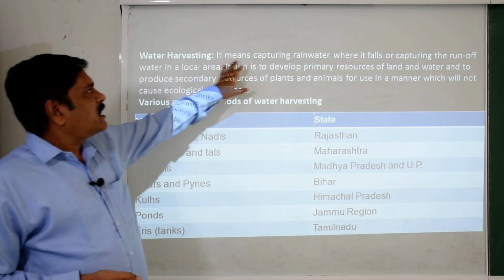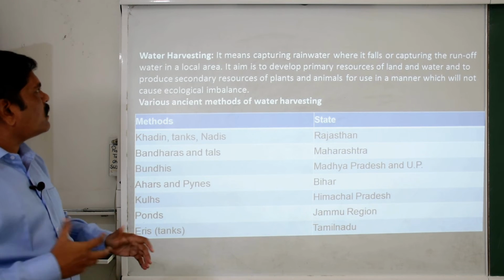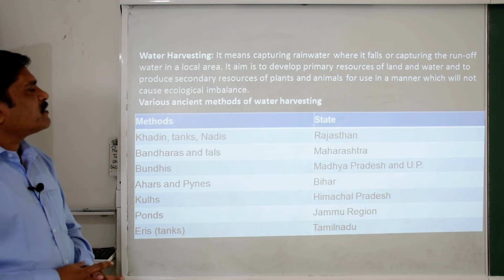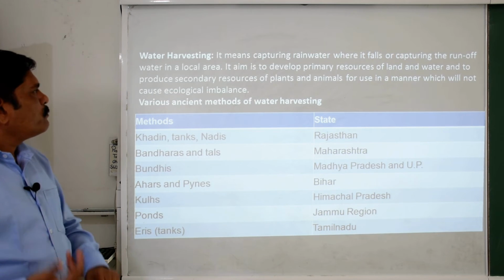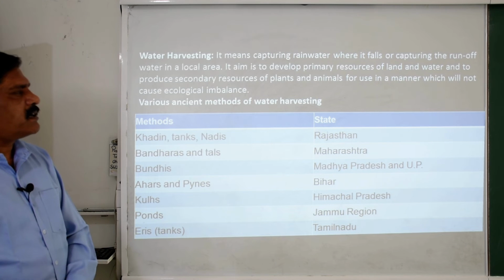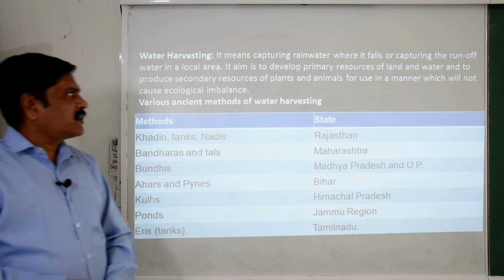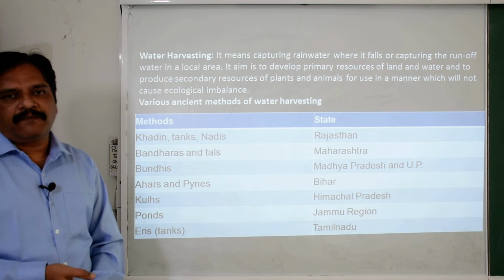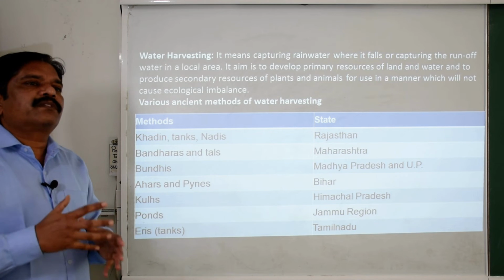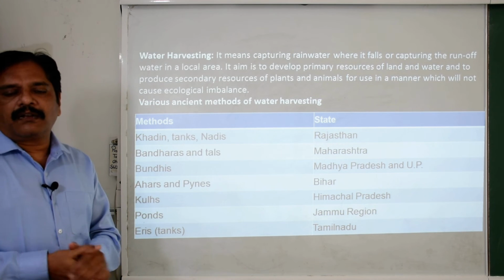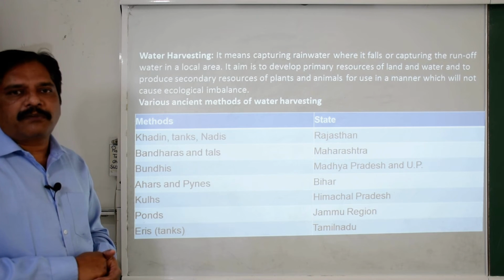What is this? It means capturing rainwater where it falls, or capturing the runoff water in a local area. Its aim is to develop the primary sources of land and water and to produce a secondary resource of plants and animals for use in a manner which will not cause ecological imbalance. Okay, so this way we protect the rainwater from running away from that particular area.